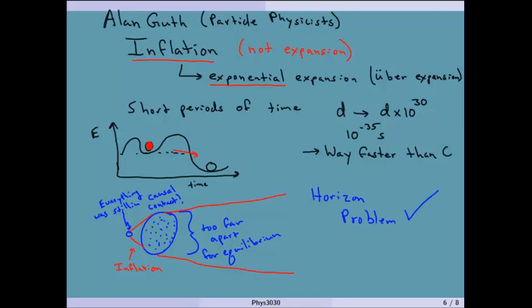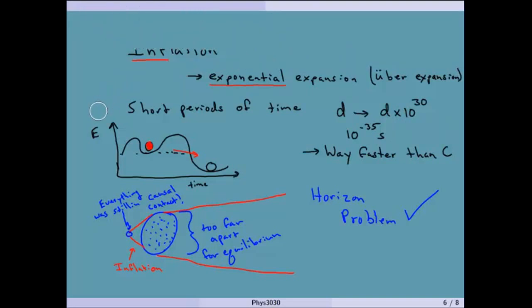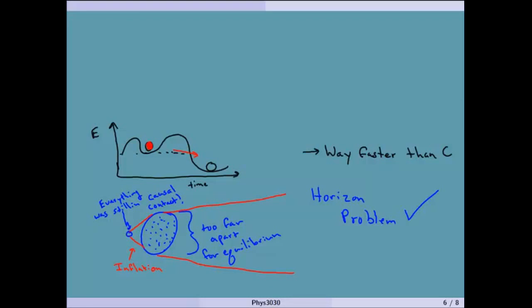Okay? And then we want to think about the other problem, which is the flatness problem. The idea is that if I'm starting with something that is not quite flat, the problem is, is the omega equal to 1, right? We don't want it to be perfectly flat. We don't understand how that could be. And if it didn't start out perfectly flat, then we would have seen everything would have flown apart too quickly, or it would have already collapsed on itself. That's what all of our models say.